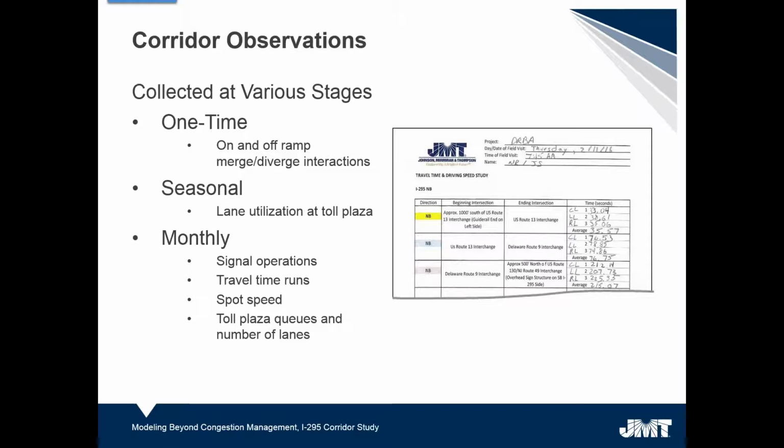And then monthly, we observed the signal operations at the signalized intersections. Also took travel time runs along the corridor. So here's just a picture of one of the field sheets that we used during those travel time runs. We also collected spot speed data at various points along the study corridor. Additionally, we observed monthly the toll plaza queues, as well as the number of lanes. So for the number of lanes, we wanted to see how many of those lanes were E-ZPass and how many were cash. And in regards to the toll plaza, we wanted to see in each of those lanes how long those queue lengths were.